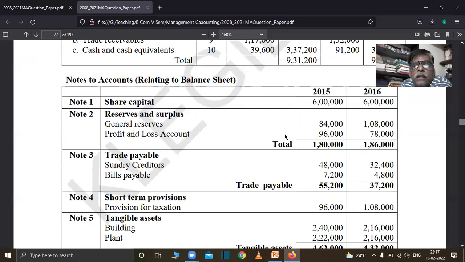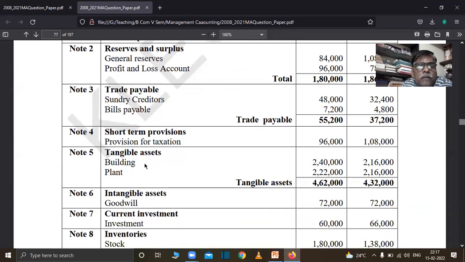The next is the P&L account. The opening balance you have to take at the end. The closing balance you have to take at the start of funds from operation. Then creditors 48,000, 32,400. A decrease is there, so it comes in the increase column. Bills payable decrease is there, comes in the increase column. Okay, this comes in the schedule of changes in working capital.